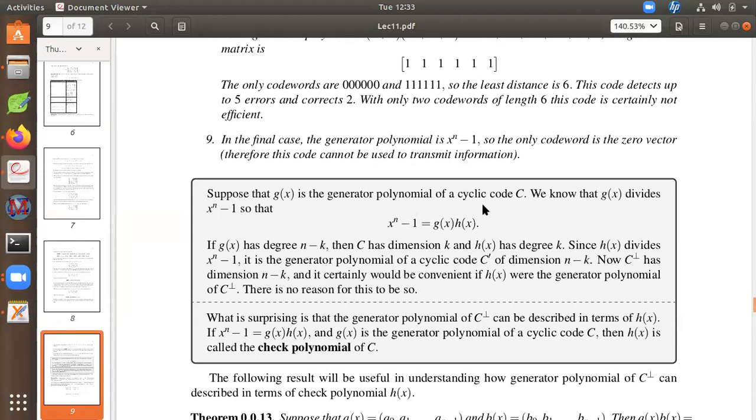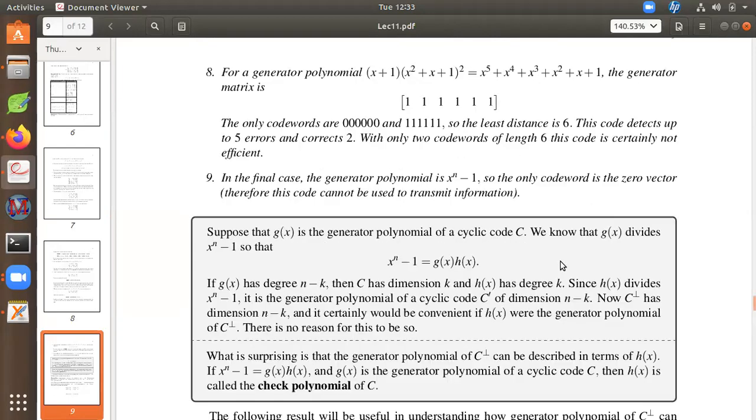Suppose g of x is the generator polynomial for the code C. We know that g of x divides x power n minus 1, so x power n minus 1 equals g of x into h of x. G of x has degree n minus k, then C has dimension k and h of x has degree k. Since h of x divides x power n minus 1, it is a generator polynomial for some cyclic code C dash, whose dimension becomes n minus k. I hope you understand that.